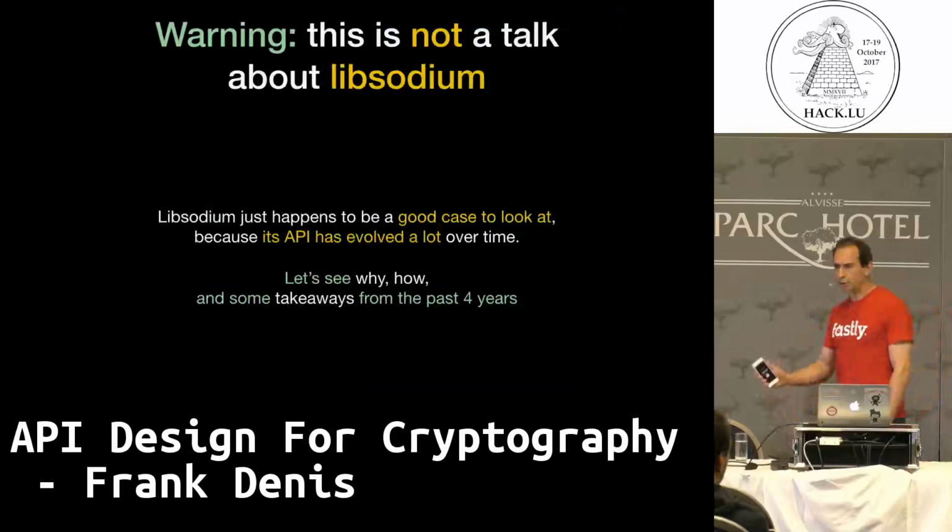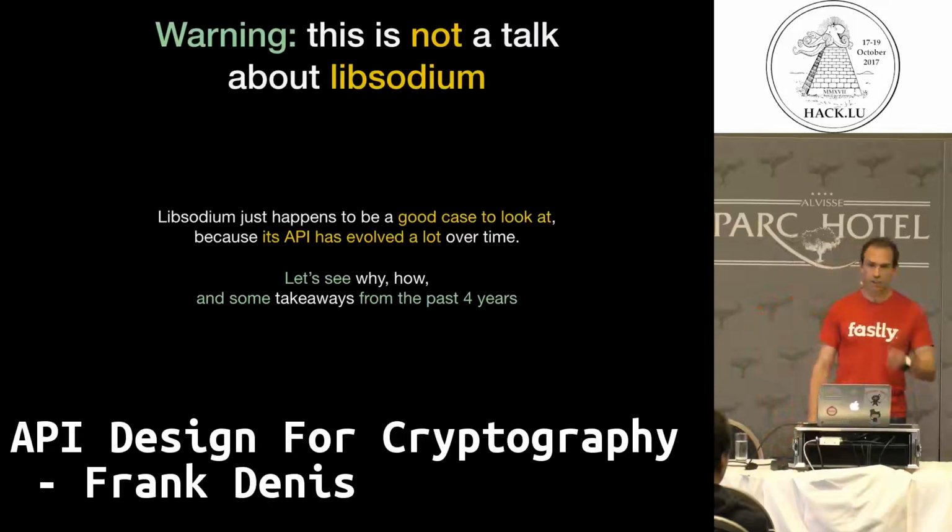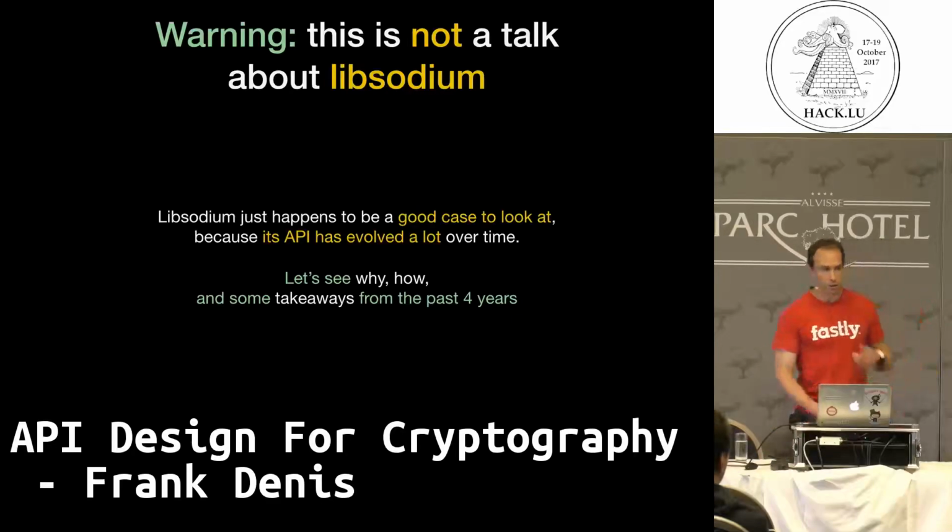Just a disclaimer, this is not a talk about Sodium. What I'm going to talk about now can apply to any crypto library. It just happens that Sodium has an API that has changed a lot over time. So I think this is a good example to look at. And I just want to explain why this API has changed, how, and some takeaways from its past 4 years of existence.